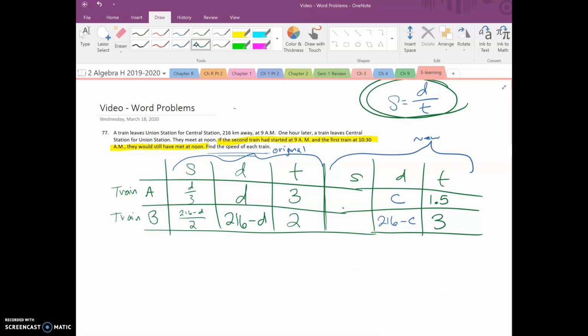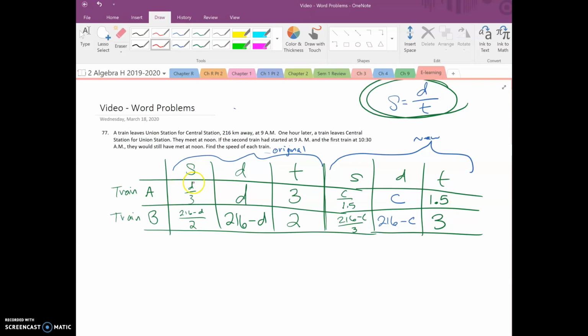All right, so back to the speed being distance over time, and the speed being distance over time. Okay, now look at this. We've got two variables. I think we can set this up. In the original scenario versus the new scenario, are they supposed to have the same speeds? Well, not as each other. A and B aren't supposed to be the same speeds as each other, but they are supposed to be the same speeds as they were. Train A doesn't slow down or speed up. It just starts at a new time and still meets at noon.